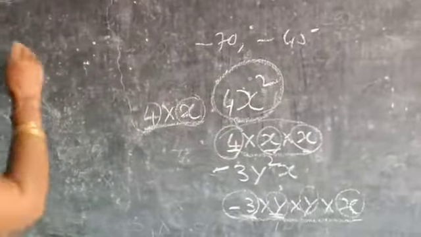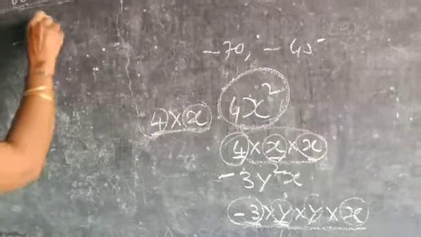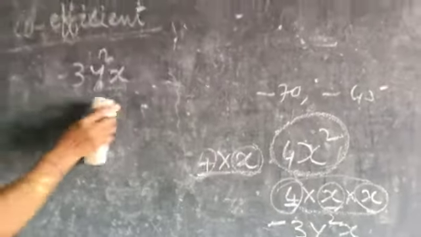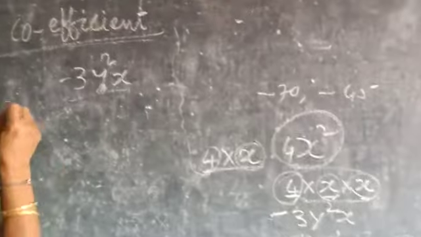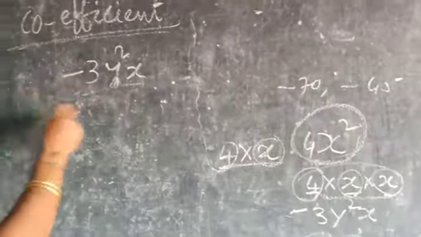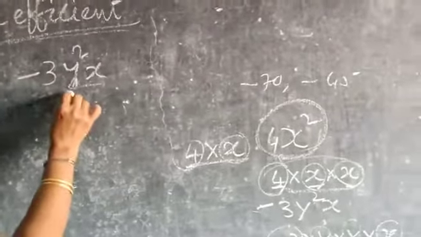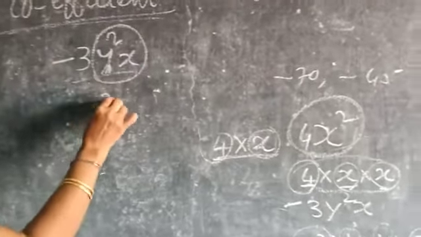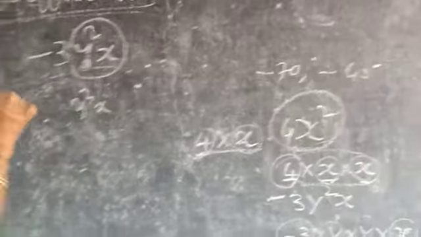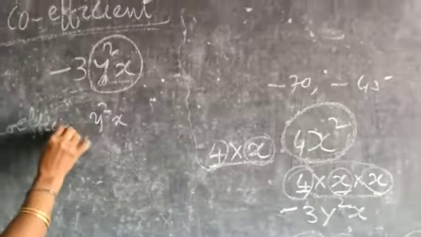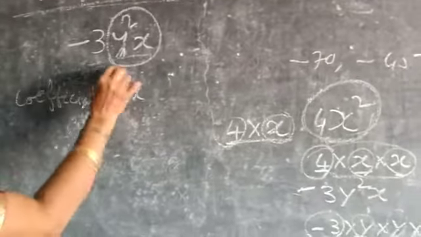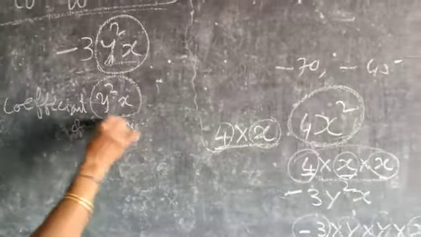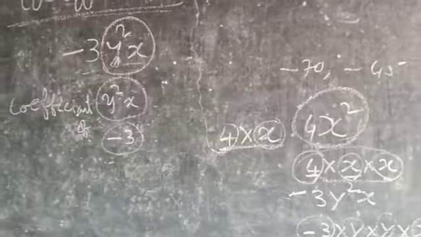Suppose the question is: in the term minus 3y square x, what is the numerical coefficient? What is the coefficient of y square x? If the question is asking this, then the answer is minus 3, the coefficient of y square x.